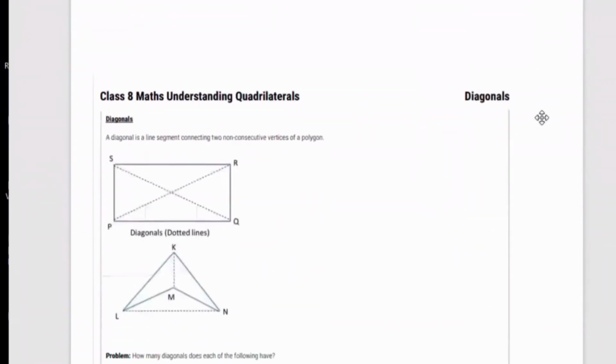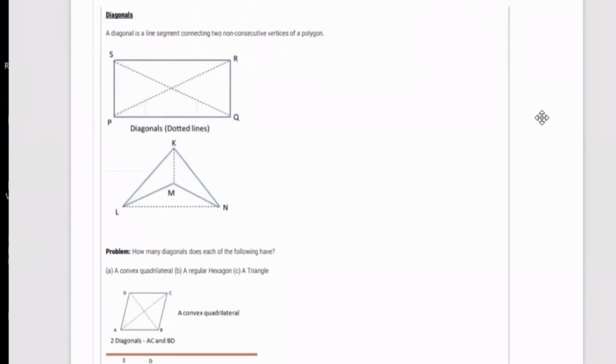After this, diagonals. What are diagonals? We need to understand. A diagonal is a line segment connecting two non-consecutive vertices of a polygon. Non-consecutive means not continuous; consecutive means continuous. See here, P, Q are consecutive. Q, R are consecutive. R and S are consecutive. S and P are consecutive vertices. If you join these, you get the sides of a quadrilateral. If you join two non-consecutive ones like P and R, and Q and S, you will get a diagonal.